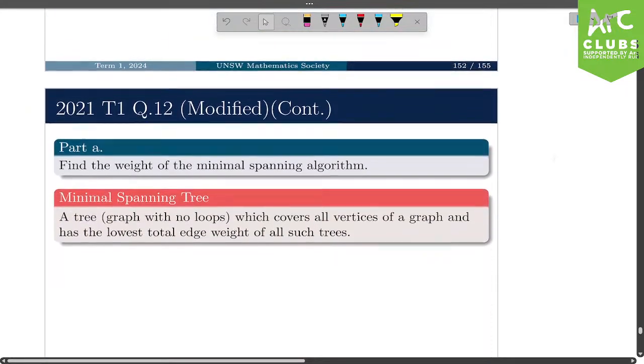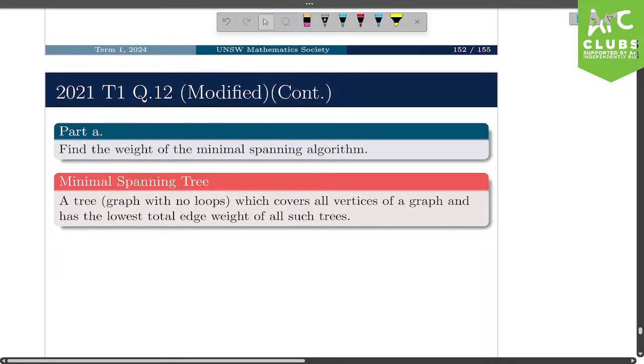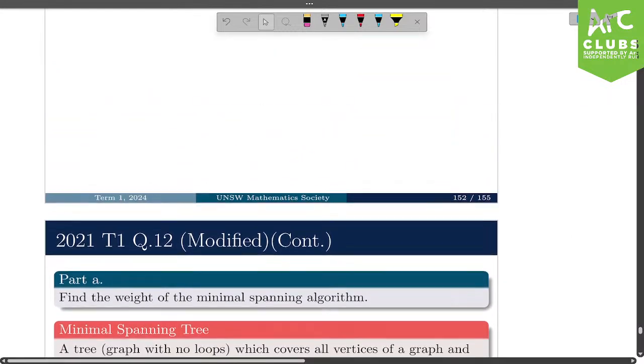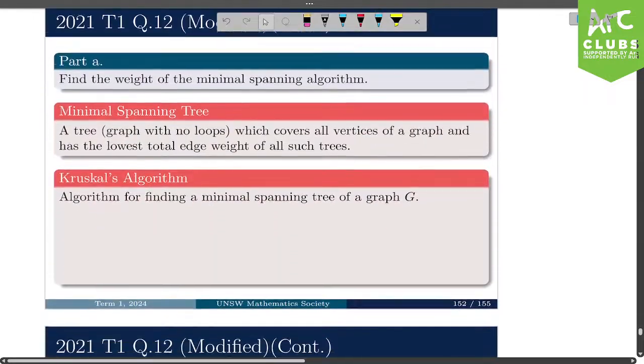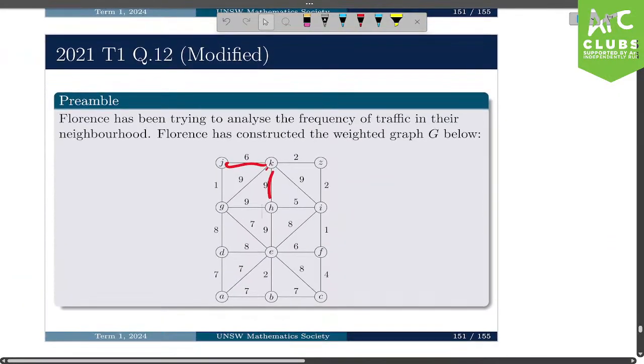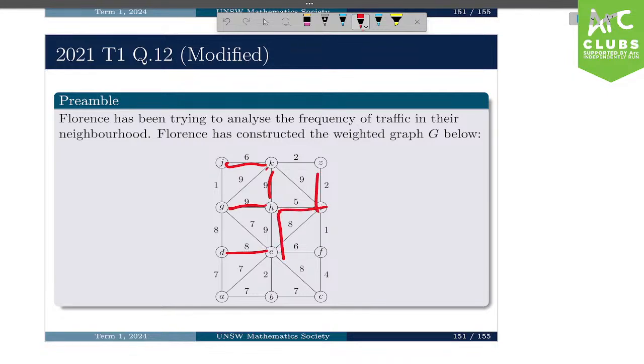Okay, so a minimum spanning tree is a tree which covers all the vertices and has the lowest total edge weight of all such trees. A tree kind of looks like something which doesn't have any loops. So I could construct a tree like this, right? A spanning tree looks something like this. You can see all the vertices are covered by the tree. There are no loops in this thing, as in there are no cycles. If I connected this edge, it would no longer be a tree because I'd get a cycle like this.